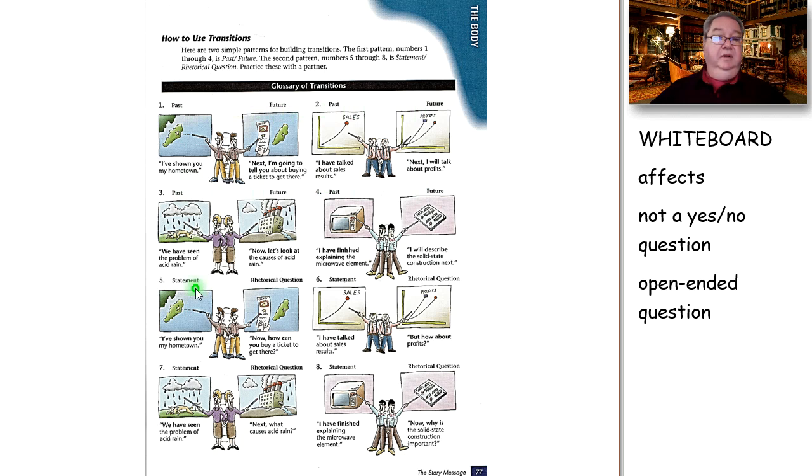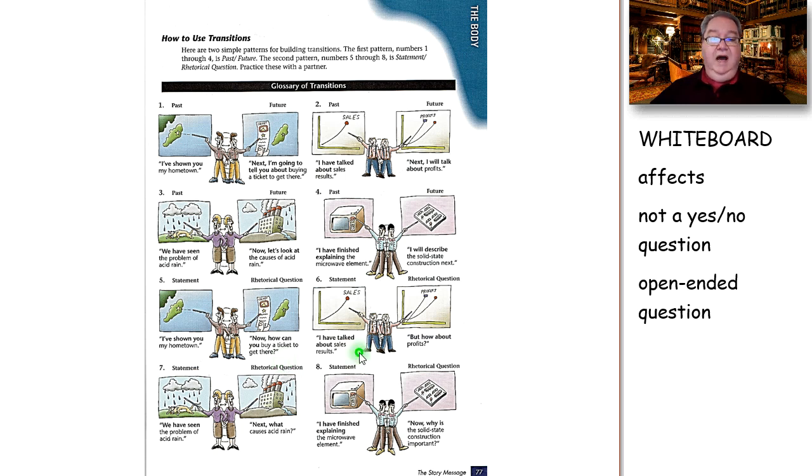Here we have a past tense statement plus a rhetorical question. I've shown you my hometown. That's the same. Okay. Now, how can you buy a ticket to get there? So instead of just saying, I'm going to tell you, future tense, we ask a question. Now, how can you buy a ticket to get there?